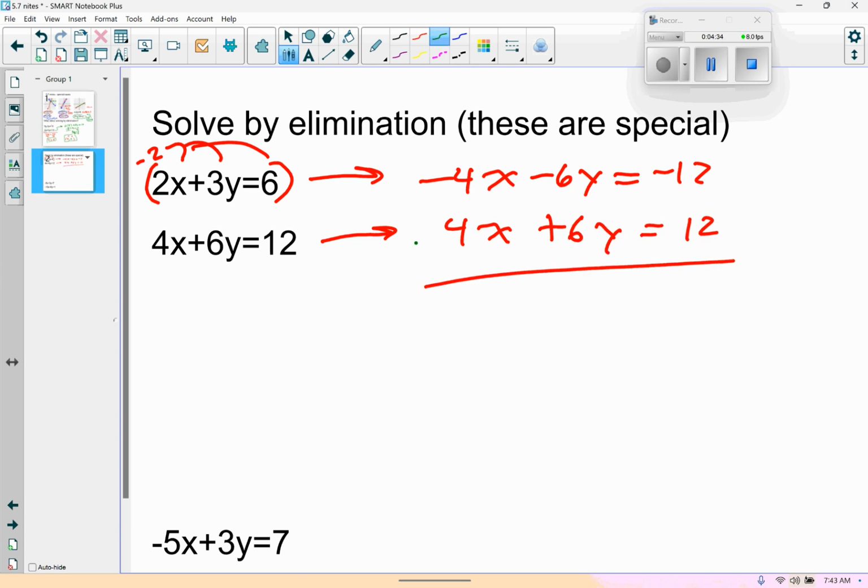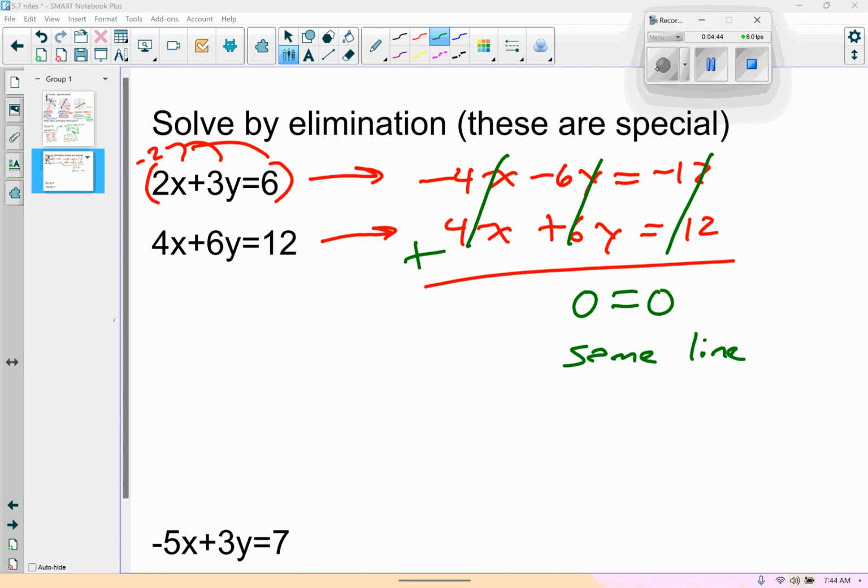And just take a look at this. These cancel, these cancel, these cancel. So I get 0 equals 0. This would have meant they are the same line. So if it's the same line and you get a true statement here, because 0 is equal to 0, this means you have infinite solutions.